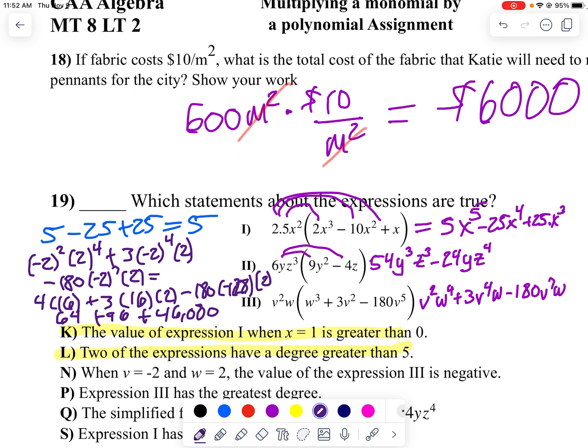Expression 3 has the greatest degree. Well, let's take a look here. I know for expression 1, that's 5. I know expression 2 is 6. And expression 3 is going to be 8, isn't it? Because 7 plus 1 is 8. The other ones we don't add, but we can see them. So expression 3 has the greatest degree. That one is true.